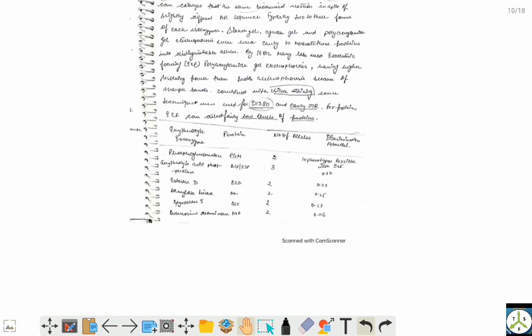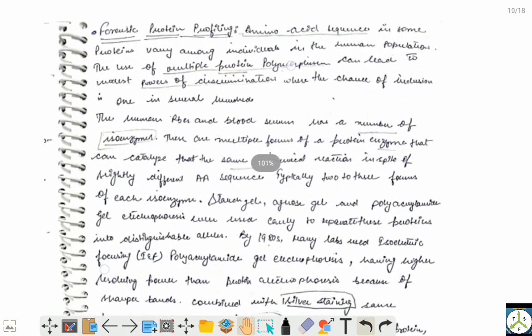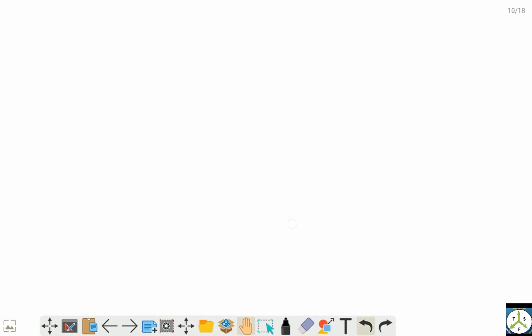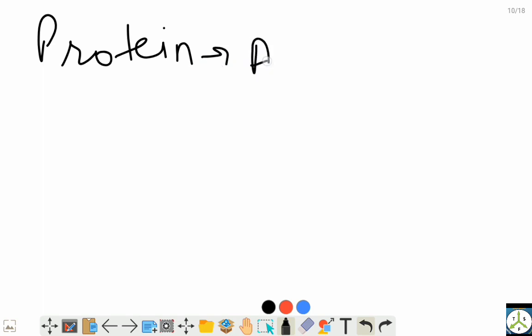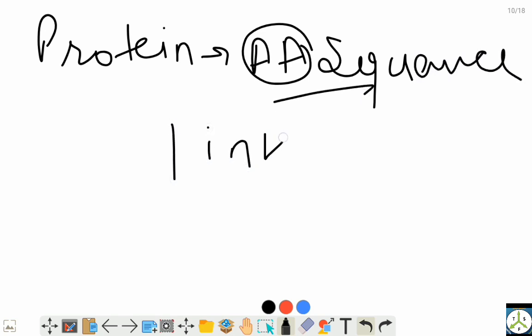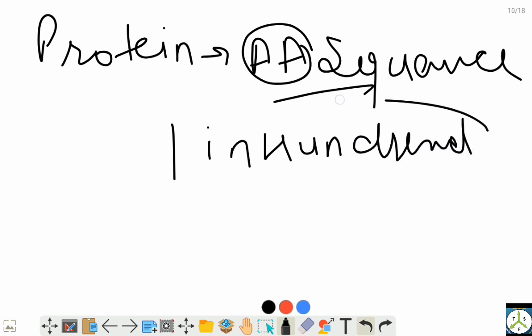After that, with the advancement of techniques, we have a different technique called forensic protein profiling. We all know that proteins are made up of different amino acids, in different amino acid sequences. These sequences can vary from individual to individual; one sequence is present in only 1 in 100.